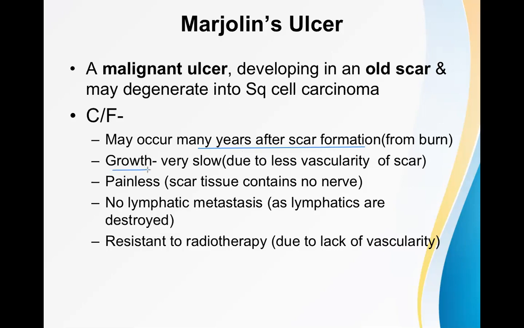Regarding the growth of Marjolin's ulcer, it is very slow because there is less vascularity or no vascularity inside the scar. It is painless, because they don't have any nerves there. There is no lymphatic metastasis because lymphatics are also destroyed. And it is resistant to radiotherapy because of lack of vascularity. So these are some of the important points regarding Marjolin's ulcer. Okay, so let's move on.